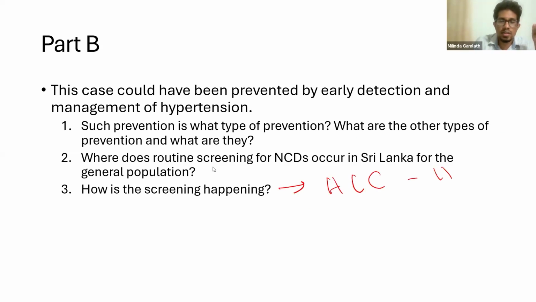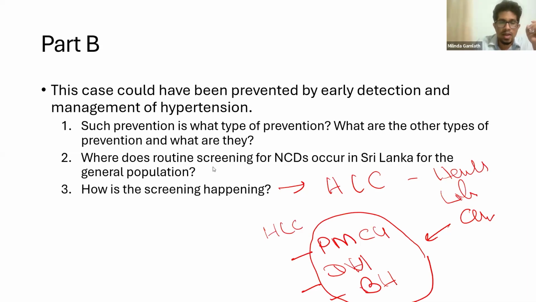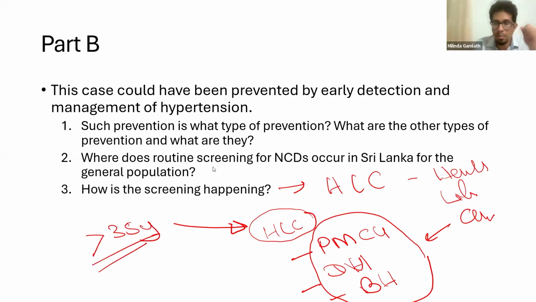So HLCs are called healthy lifestyle clinics. These are organized at primary care institutes, the lower level hospitals, PMCUs, divisional hospitals, and some base hospitals, right? Not the MOHs. The MOH has nothing to do with the HLCs, right? These are done in these lower level hospitals. They will have the HLCs, the healthy lifestyle clinics. And the people who are supposed to attend are all the above 35-year-old people, males and females. They are supposed to attend these clinics.